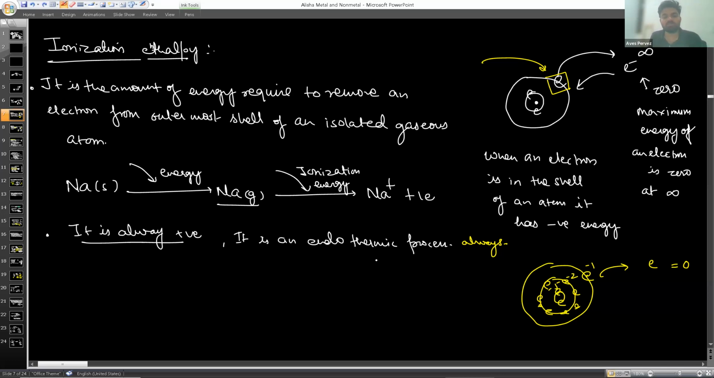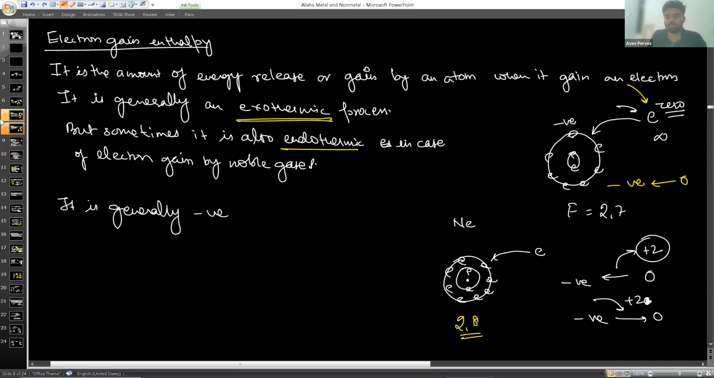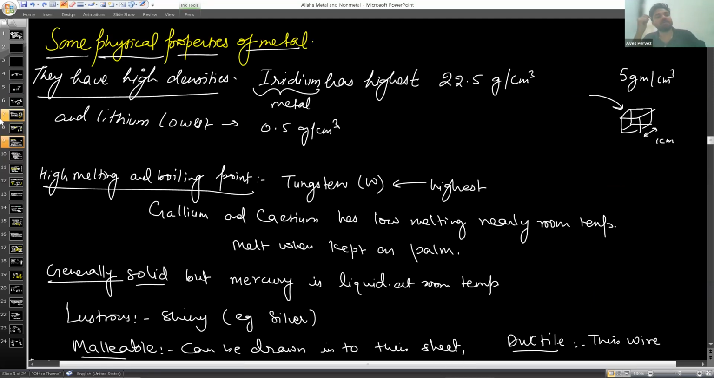And it is always positive, endothermic. Now, moving to the next part: the physical properties of metals. Metals generally have high densities, approximately 22.5 gram per centimeter cube. And lithium has the lowest density, that is 0.5 gram per centimeter cube.